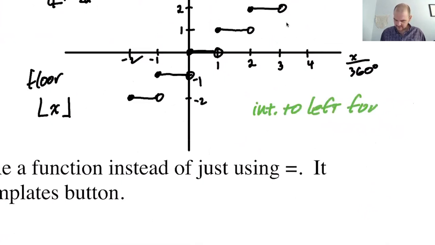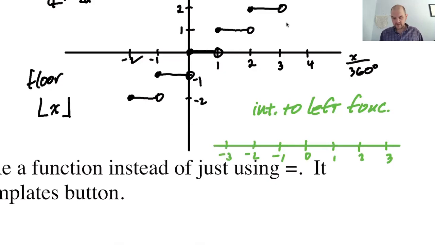And the reason I think that would be a good name is if you have a number line, right? Say you have 0, 1, 2, 3, and -1, -2, -3. You take any number and you put it on this number line. So 2 point something would be like here. The value of that is 2. It's the integer to the left.